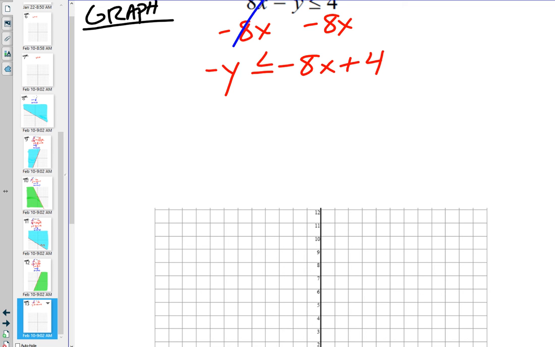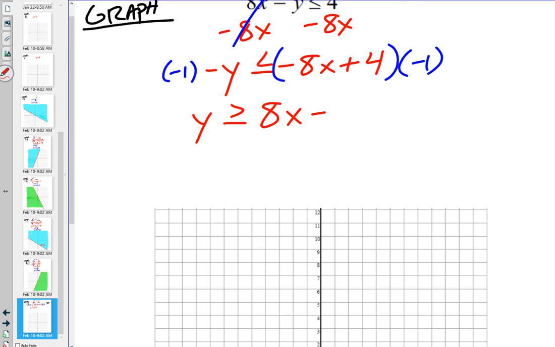Now look, you are not incorrect. If you divide by negative 1, that's perfectly fine, that is allowed. You have to remember to flip the sign. But there's something called the multiplication property of negative 1, which you should have learned. If the reason you're dividing is just to change the sign, then don't divide. Just multiply by negative 1, and it'll do the same thing. You'll normally see it done this way. So y greater than or equal to 8x minus 4.